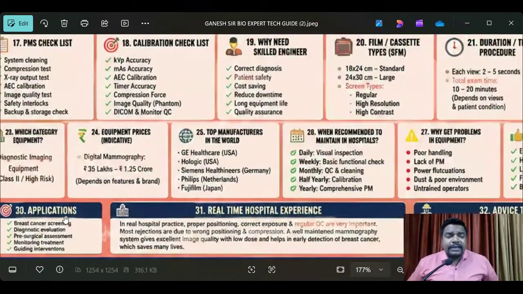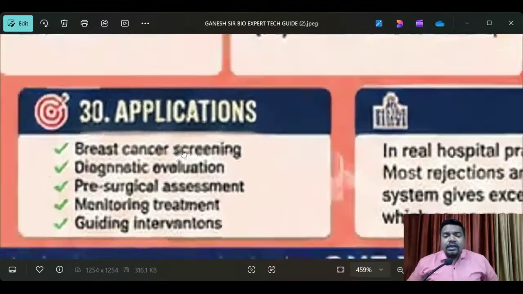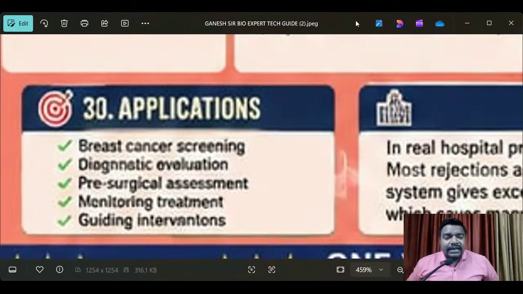Now see here, applications of mammography. I hope it is visible right now, my dear engineers? Yes, come on and listen carefully. Applications of mammography: breast cancer screening and diagnostic evaluation, pre-surgical assessment, monitoring treatment and guiding interventions. So these applications are gynecology related. Mammography is gynecology related equipment.